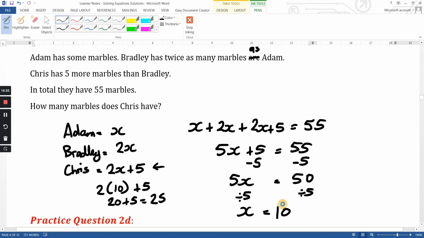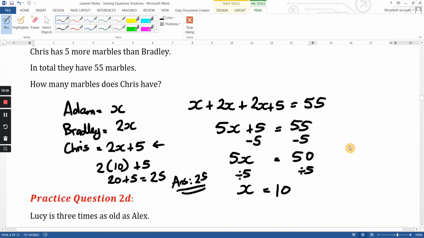Let me just write my answer here. Yeah. So always recheck which one it's asking for. Just don't be satisfied if you've just worked out X. Always recheck which one was it asking for. They could very easily have said, how many marbles does Bradley have, or how many marbles does Adam have, and that would have been your answer as 10. But yeah, just always recheck which one they ask you. Otherwise, you'll lose marks for that.